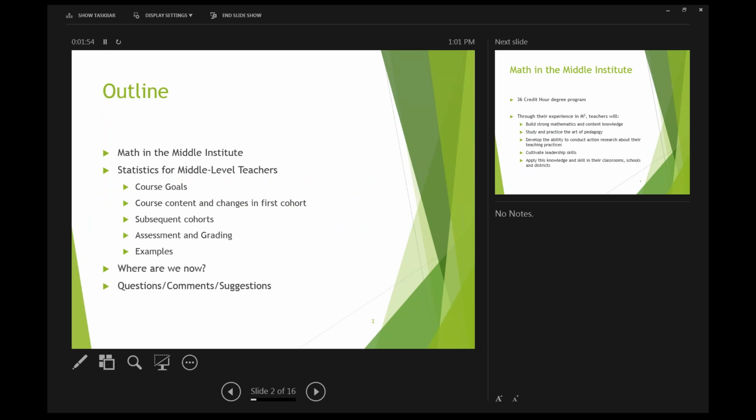So first we'll just give a brief introduction to what's called the Math in the Middle Institute, and that's what this course was a part of. Then we'll talk more about the course itself, the Statistics for Middle-Level Teachers, talking about the goals of the course and how it's evolved through several iterations, some other more practical things like the assessment and grading, and examples of some lesson plans, and where we are now with the course and how it's been sustained from its initial offering.